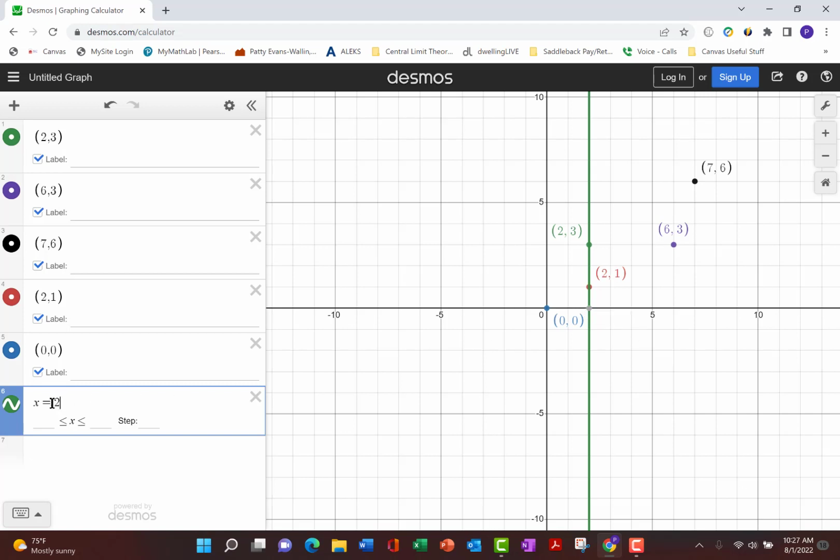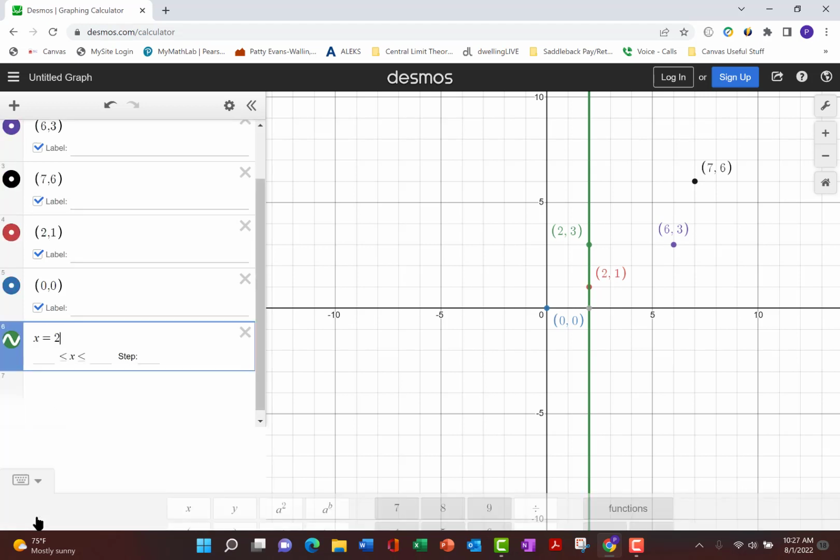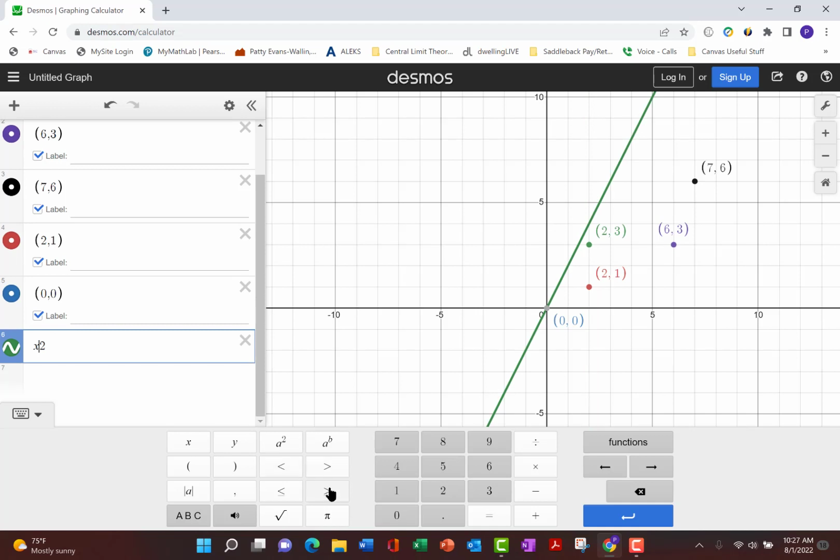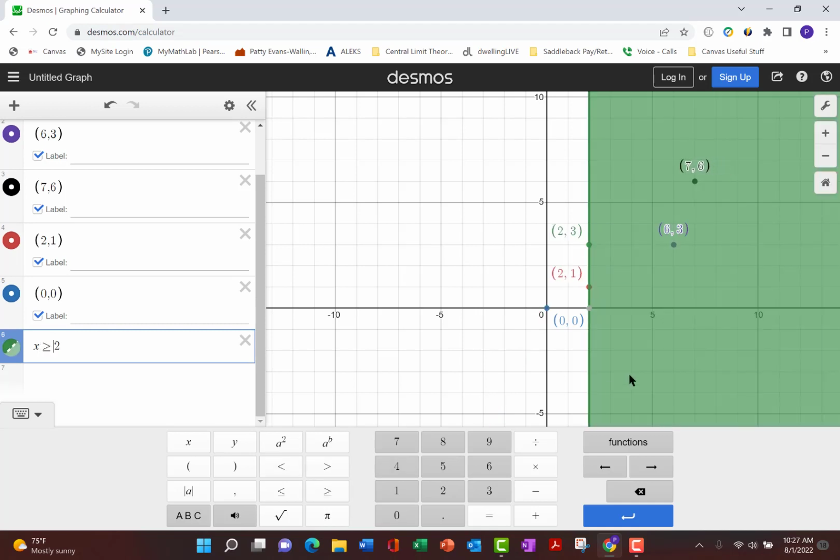Now what would happen if I changed that to a linear inequality? Well, I'm going to click on the keypad. I'm going to delete the equals and replace it with a greater than or equals. Notice I still have the line x equals 2 as the border, but Desmos shades all the points to the right of that line. Notice all x coordinates of any point to the right of that line are greater than 2.